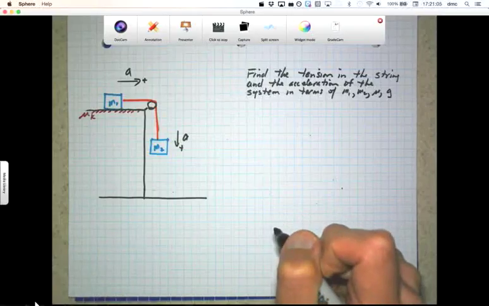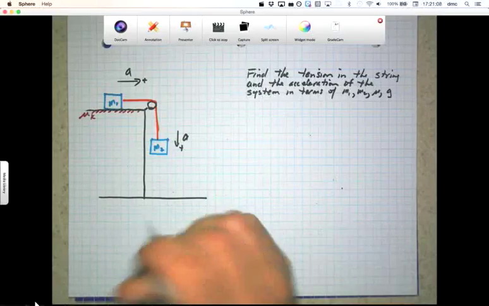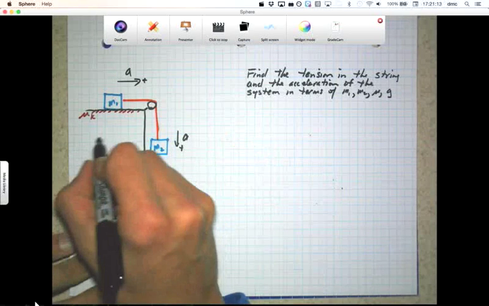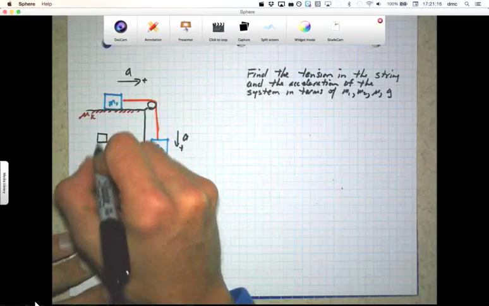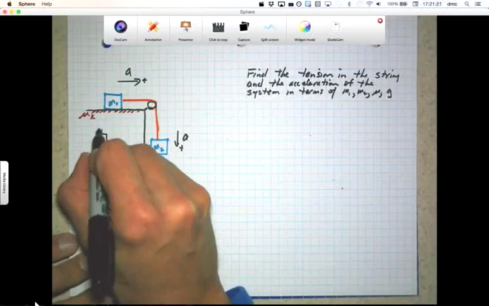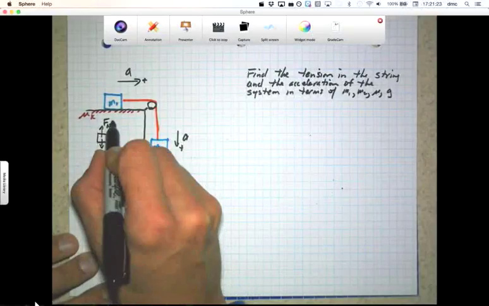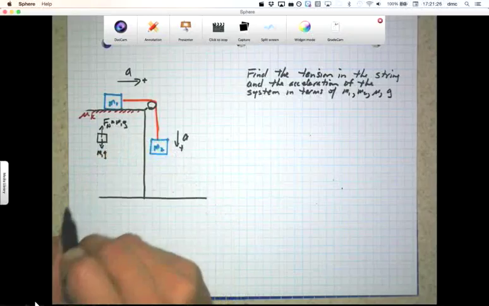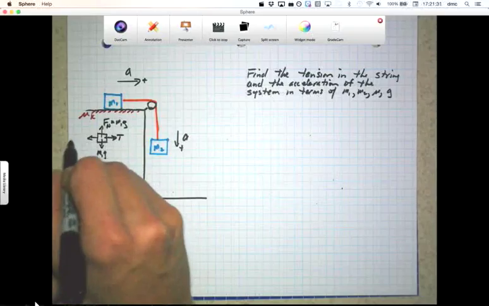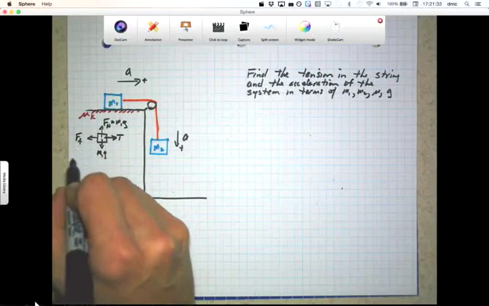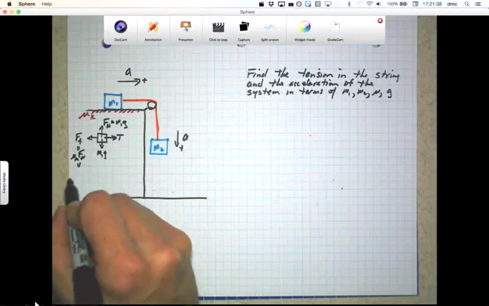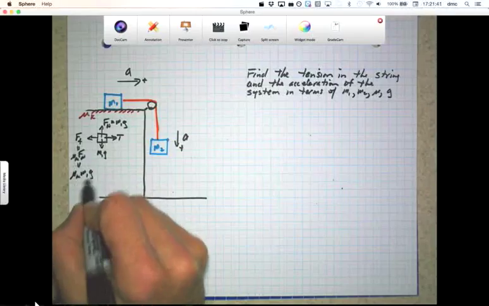Well, to find the acceleration, I'm going to look at the entire system. But first, let's do free body diagrams. So for M1, I've got downward its weight, which is M1g. Upward is the normal force, which is going to have to equal M1g, so they're equal and opposite. To the right, we have tension. To the left, we have the friction force, which is equal to mu k times the normal force, which is equal to mu k m1g. That's the friction force.